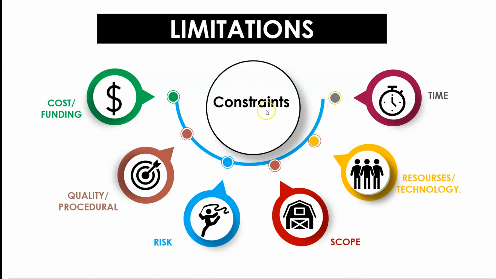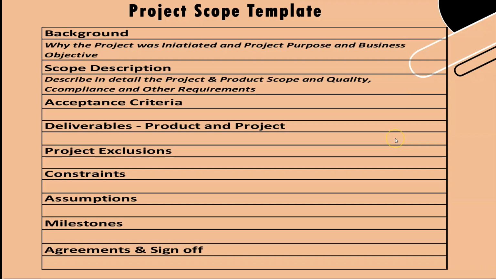We talked about constraints. Constraints are limitations. So we may have a funding constraint. We may have quality or procedural constraints. Now, these are two different ones, but I just put them together. Procedures, in that you have to follow the internal procedures, or you have to follow some set procedures. You have risk, you have scope, you have resources. The resources may not be what you need, what you want, but this is what the budget can accommodate, etc. The technology may not be the best. So all of these could be limitations or constraints, and time. You may have a set time to do the project.